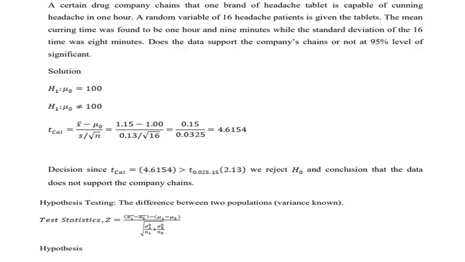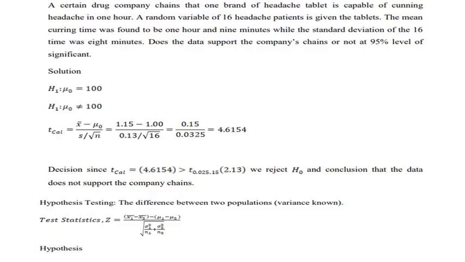Since t calculated, which is 4.6154, is greater than t table, that we check from our t table, at alpha 0.025 when our n is equal to 15, we get 2.13. Then we reject H0 and conclude that the data does not support the company's claim.